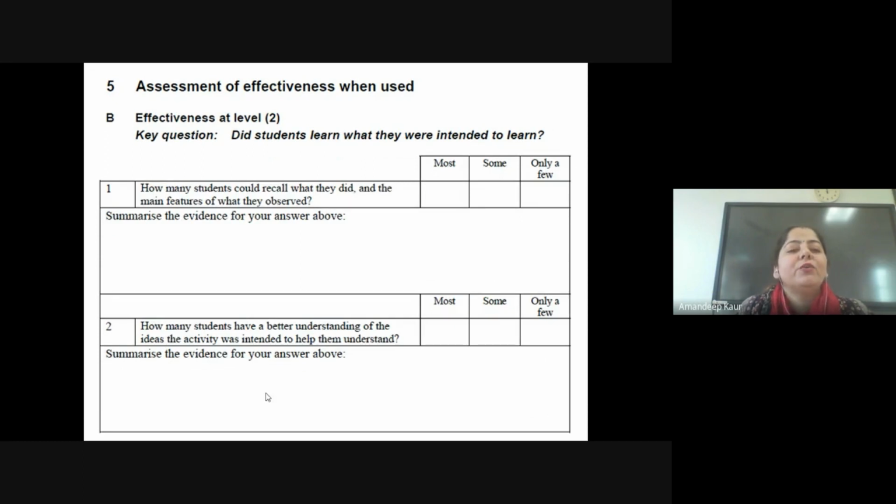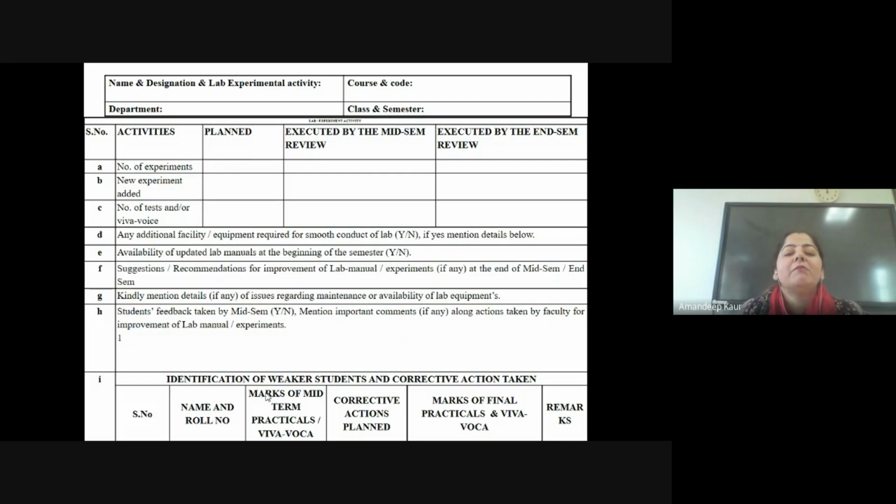At effectiveness level 2, how many students could recall what they did and the main features of what they observed? So during the viva voce, are the students able to summarize the different evidences related to that particular activity? Likewise, the rating scale needs to be developed by the teacher. And during viva voce, the second major question we need to focus upon is how many students have a better understanding of the ideas the activity was intended to help them understand. So it is not only the information the students are understanding, but also the number of ideas collected by the student while performing that particular practical activity.